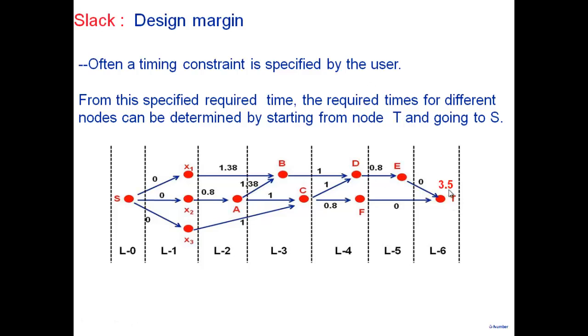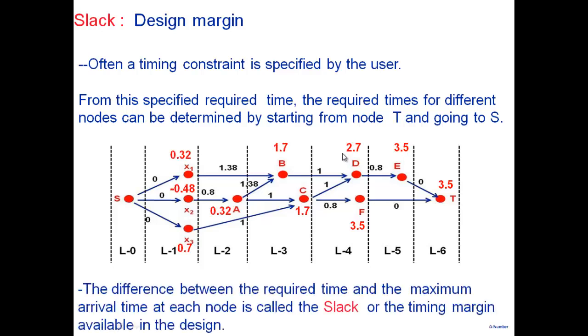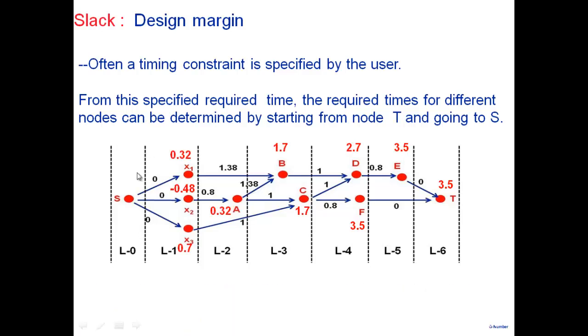So if 3.5 is the required time here, I can start from here and systematically go back and compute the time required at each one of those nodes. If this is 3.5, the required time at this is 3.5, 2.7, and we can go back and compute all of these here. Now I have the maximum arrival time at each node, and I have the required times at each of these nodes, and I can start comparing the two.